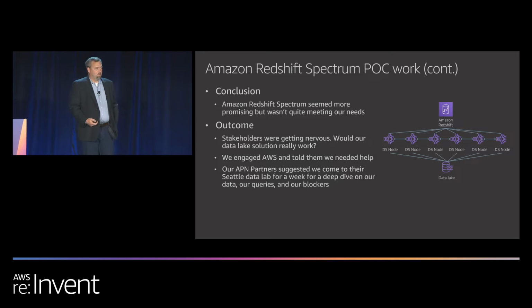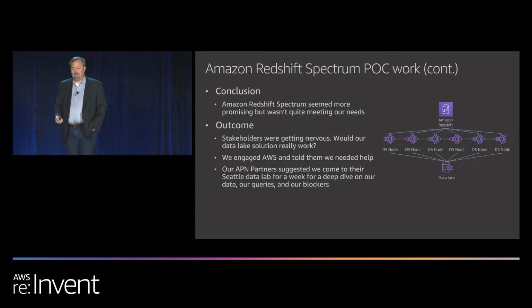Our business stakeholders, and honestly some of our technology stakeholders, were getting nervous. They were asking questions like, will this really work? Are you guys on the right path? Do you guys know what you're doing? And so we engaged our AWS account team and told them that we needed help. And so they suggested that we travel to Seattle and go to the AWS Data Lab and tackle our blockers in our project using our data and our queries.